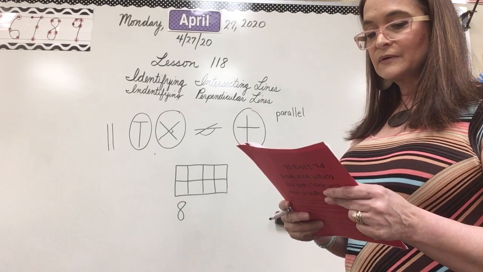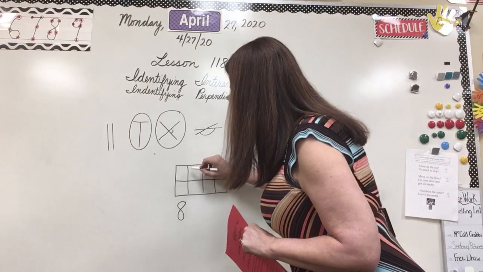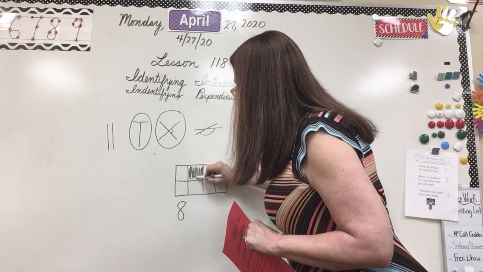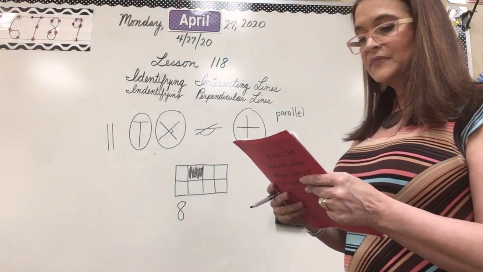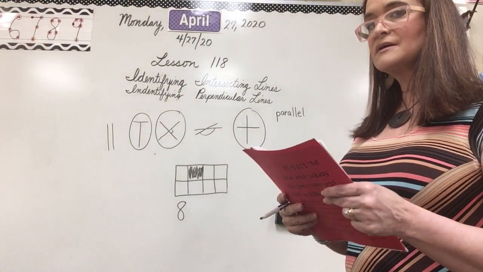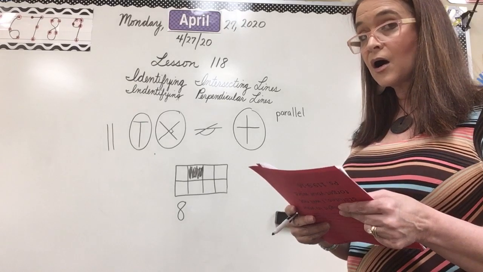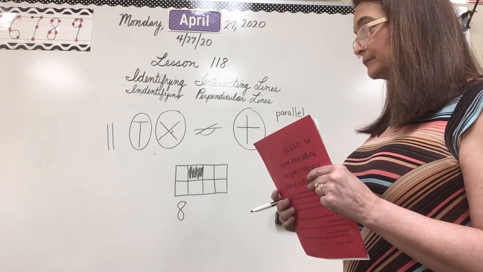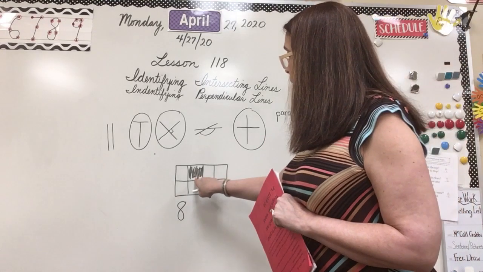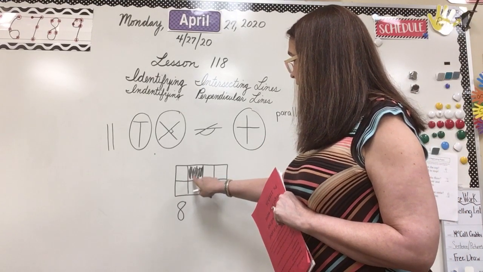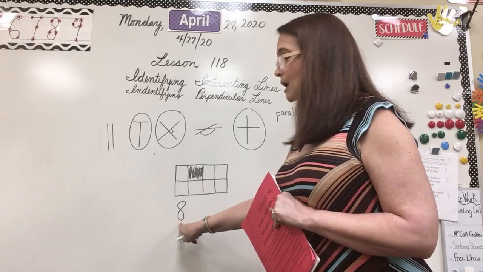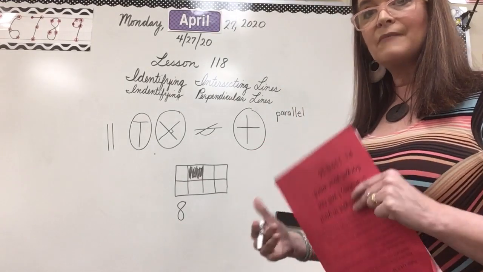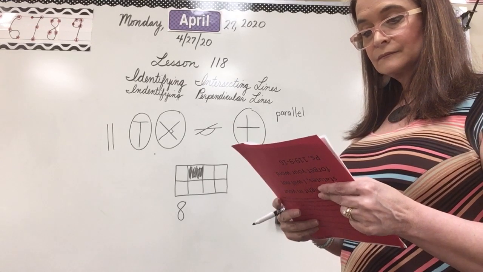Now look what number 3 says. It says color 1 square. So I'm going to just choose any square and color. But look at what the next question asks. What fractional part of the rectangle is colored? I've colored one piece, and I know there's 8 total pieces. So how would I write my fraction?